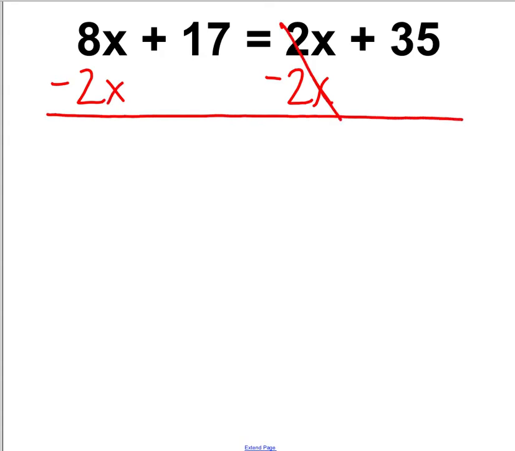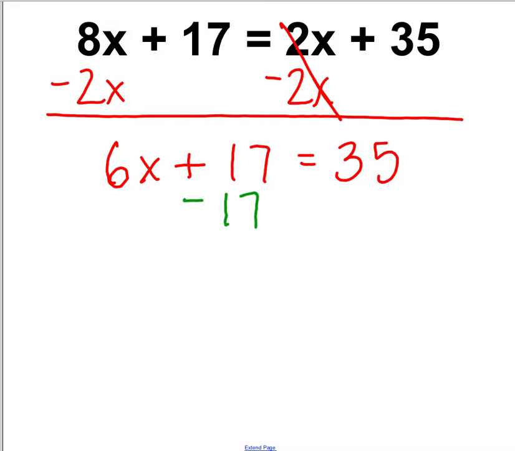So I'm going to eliminate it over here, which means now I have 8x minus 2x is 6x plus 17 equals 35. So now I'm at a two-step equation, and I'm going to subtract 17 on both sides.